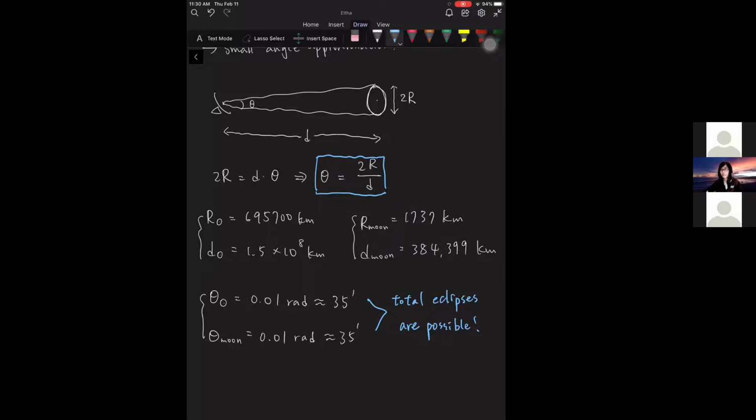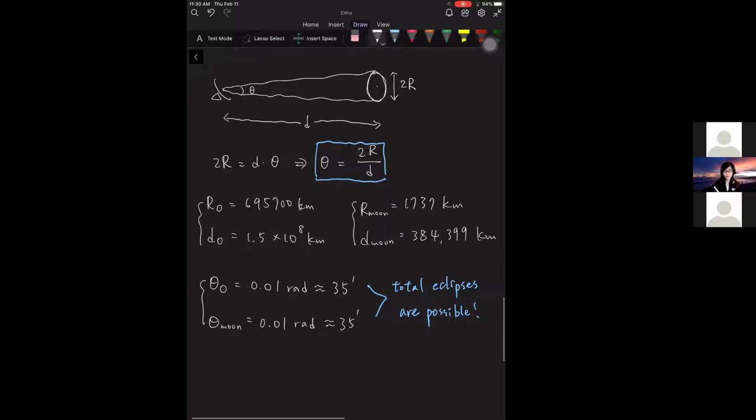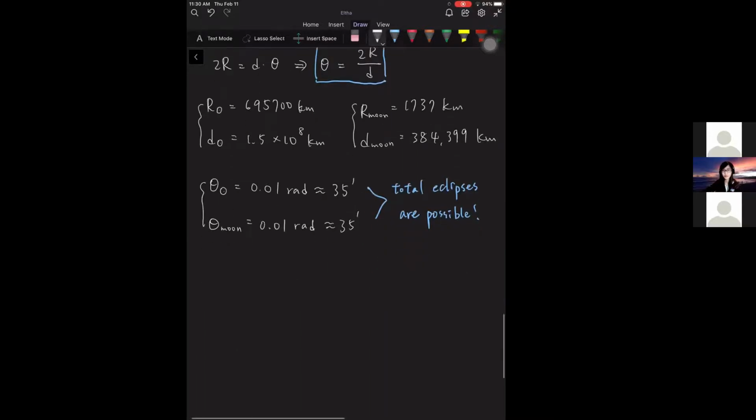Okay, and so I just want to mention again the parallax, because in parallax we can also use small angle approximation, and that's where we get the conversion between parsec and AU. So I just mentioned before that 1 parsec is 206,265 AU, right?